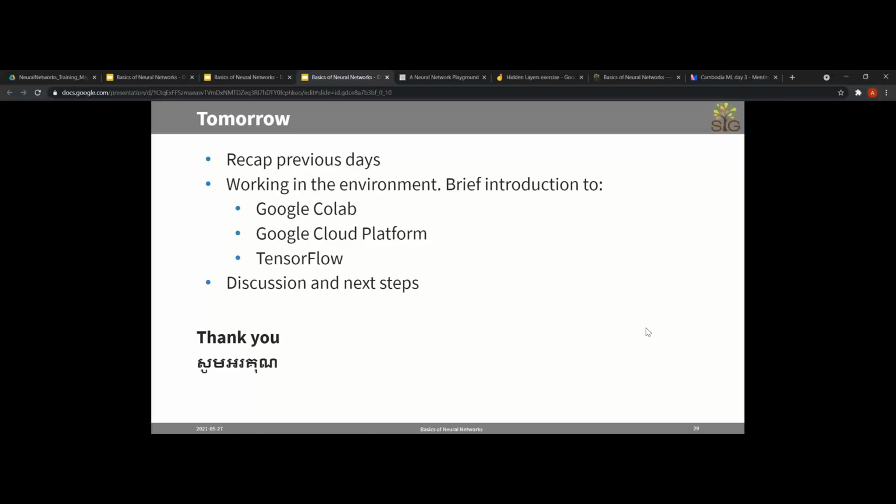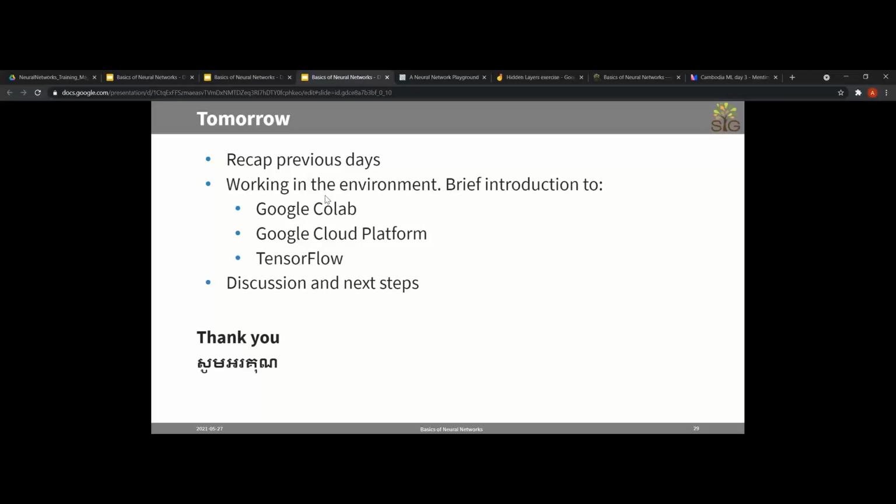Thanks for all the feedback, the discussion and the concerns. This really helps. Just quickly, this is my last slide. Tomorrow I'm going to do a quick recap of the previous two days, and show a little bit about the environment, like we talked about sustainability, where we're running the model, that kind of question.